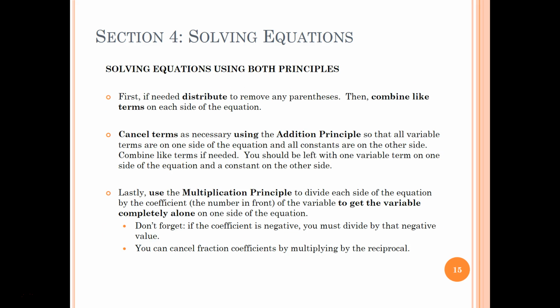Now what we really want to get to is solving different types of equations that involve both principles, the addition and the multiplication principle, in combination. Here's the order of operations. Step one: anytime you have parentheses, the first thing you want to do is distribute. If you don't have them, you can skip this step. Once you distribute, or even if you don't need to, look for like terms on either side of the equation and combine those before you start moving pieces around.